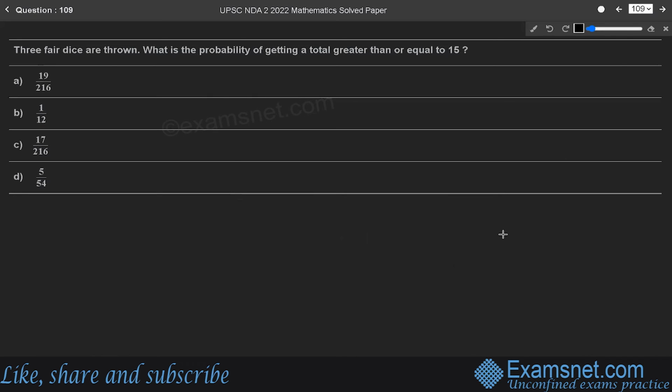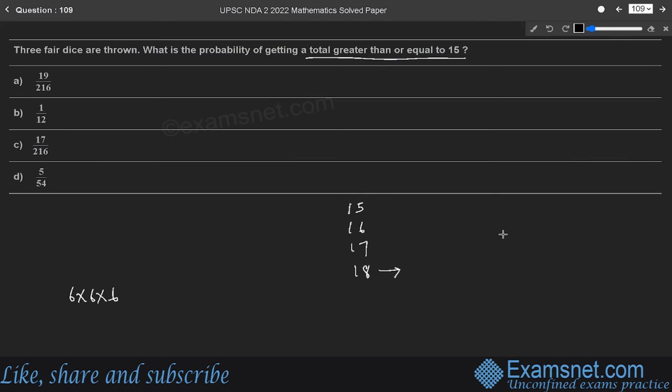Next question is, 3 fair dice are thrown. What is the probability of getting a total greater than or equal to 15? 3 dice are thrown, so sample space will be 6 into 6 into 6. And the question says that we need a total greater than or equal to 15. So greater than or equal to 15 will be 15, 16, 17 and 18.